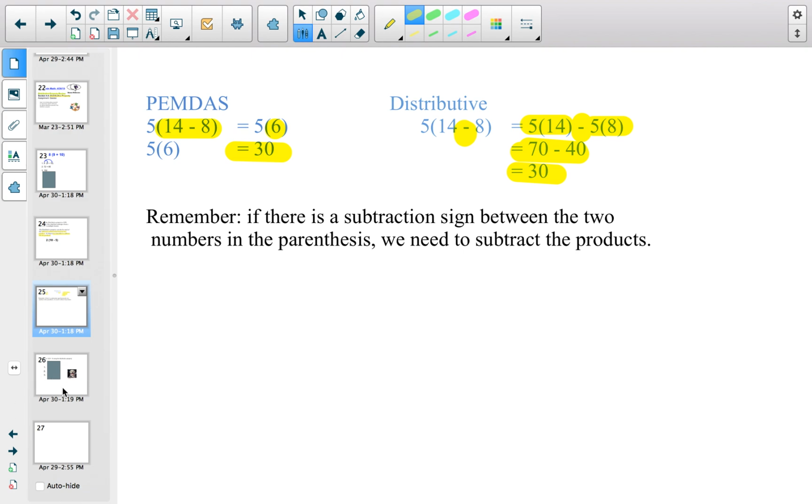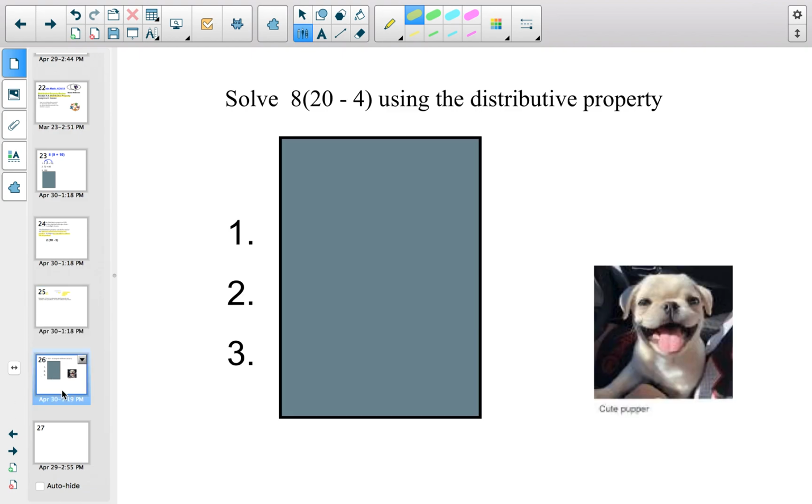So, now, what I want you guys to do is solve 8 times the quantity 20 minus 4 using the distributive property. Okay, pause the video, please work on it, and then we will check your answer.